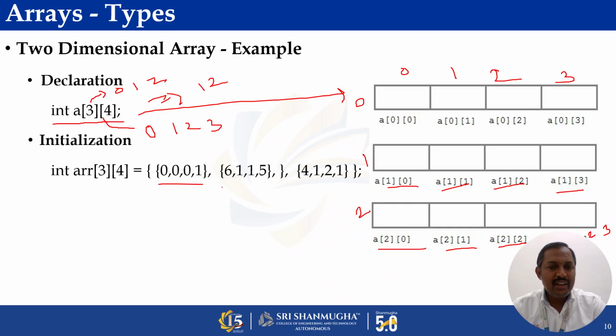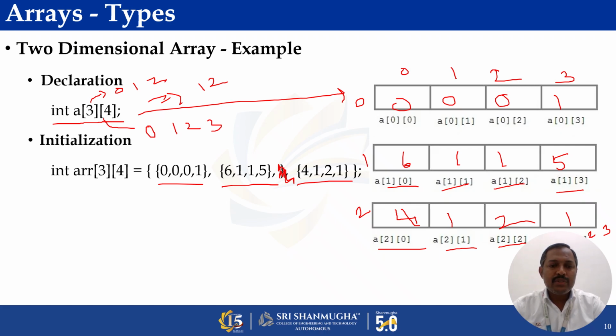In the declaration itself we are trying to initialize. We can also get input from the user. So the 3 rows: first row values 0 0 0 1, the next 6 1 1 5, the next 4 1 2 1. So this is the way it is going to be stored in memory.